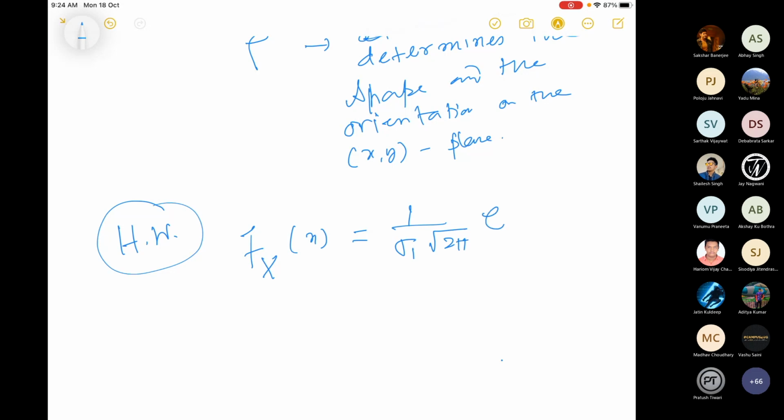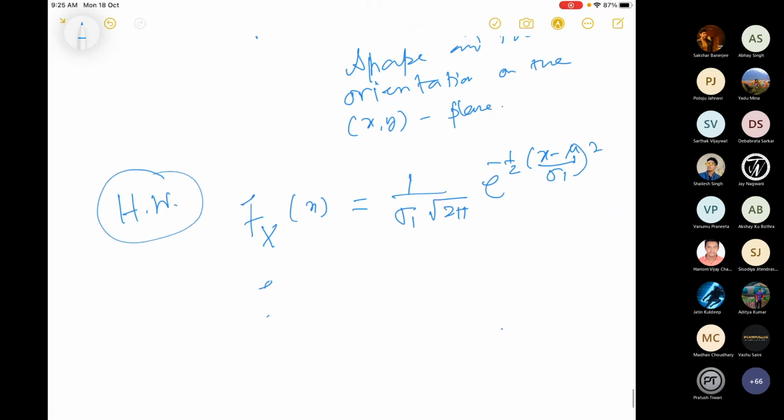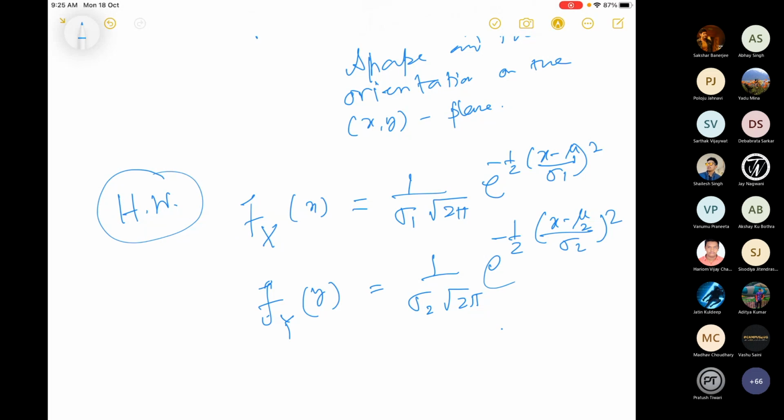So this will be e to the power minus half ((x minus mu1) by sigma 1) whole square, and f2, or let's say fy, y is also normal, with parameters mu2 and sigma 2, e to the power minus half ((y minus mu2) by sigma 2) whole square.